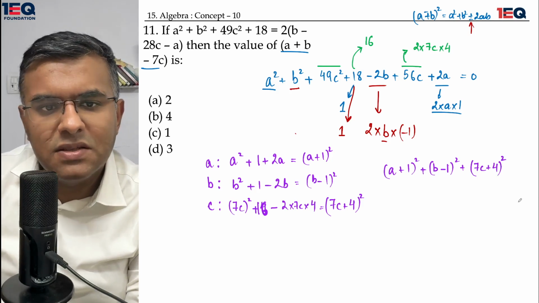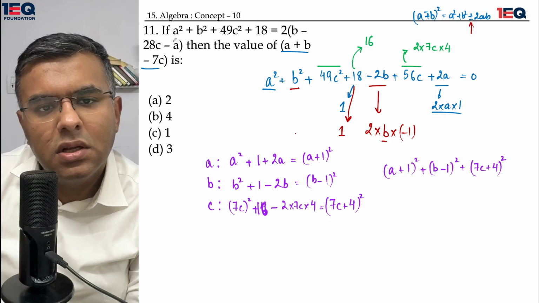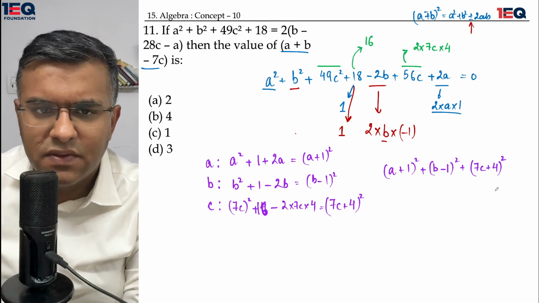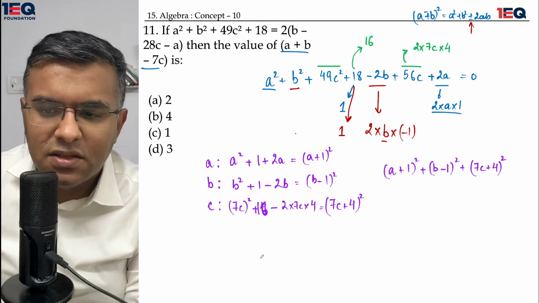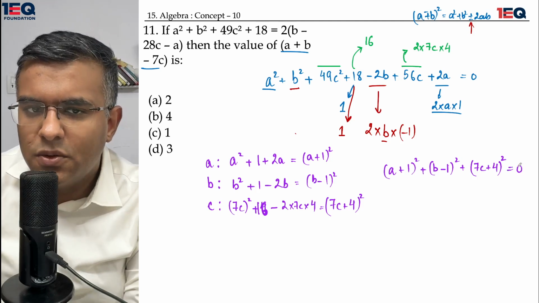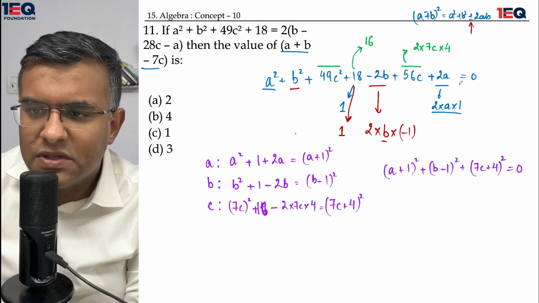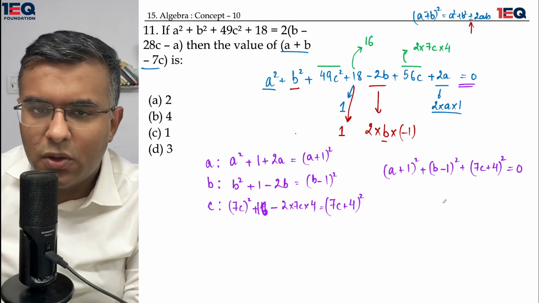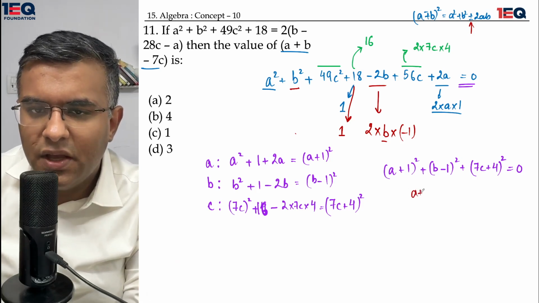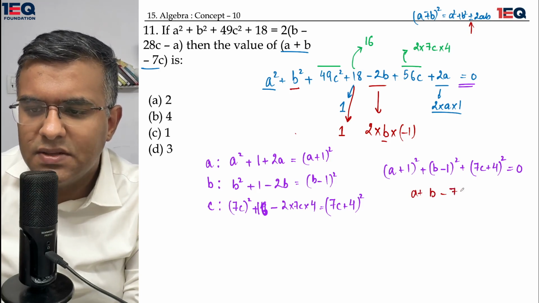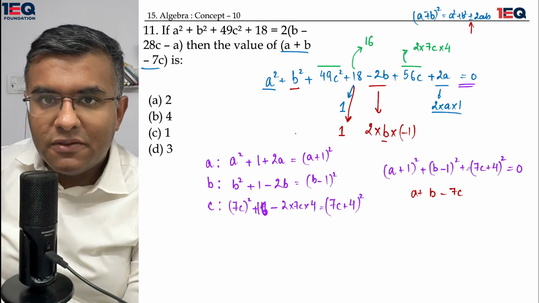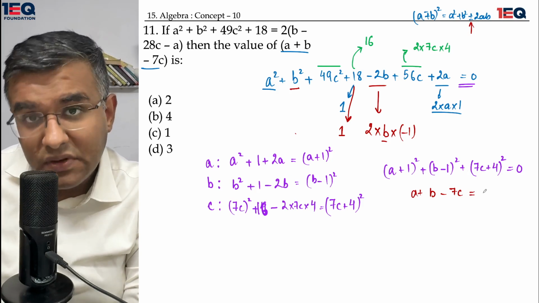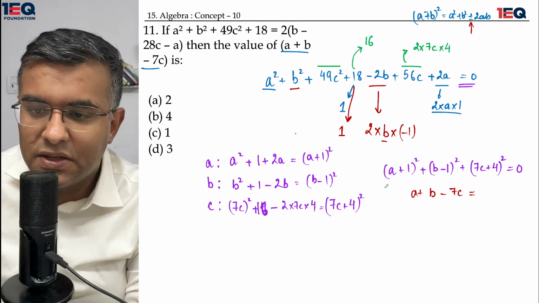Is it going to be a plus or a minus? Let me see that. It's going to be a plus only. So yes, we are in the right place. So the question being asked is, this entire equation is equal to 0, which I picked up from here. So what am I actually looking for now? I'm looking for the value of A plus B minus 7C, which would give me a final solution.